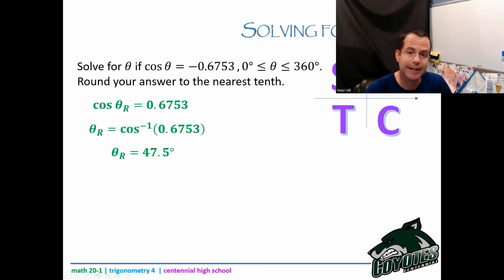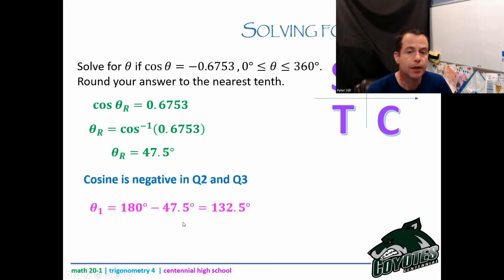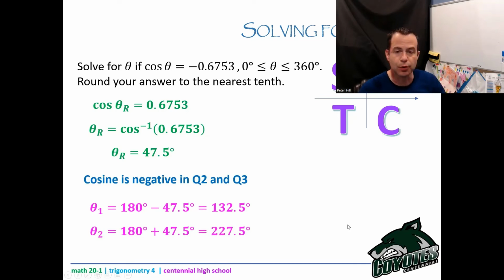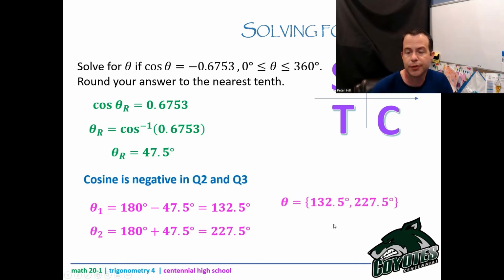Okay, so cos is negative in quadrant 2 and quadrant 3. In quadrant 2, I end up going 180 minus my reference angle to get the angle in standard position. And then in quadrant 3, I will end up going 180 plus my reference angle to get my angle in standard position. So my two answers are 132.5 degrees and 227.5 degrees.